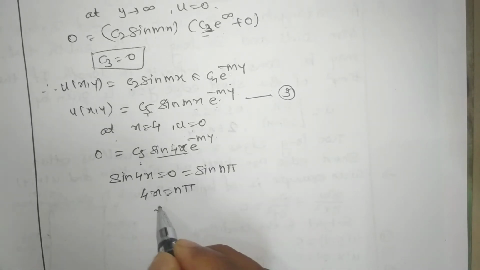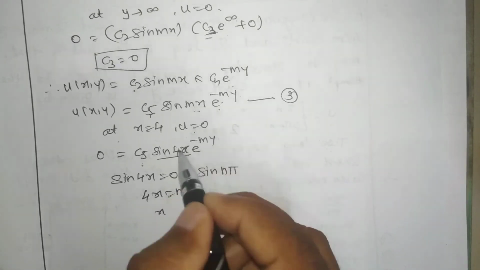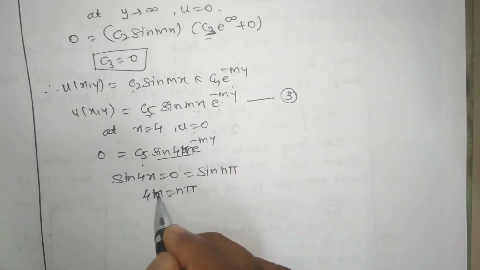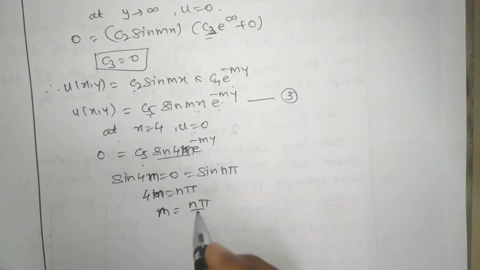So here 4m, not 4x, is there. When you put x is equal to 4, you will get 4m. So here 4m is n pi. So value of m is n pi by 4.